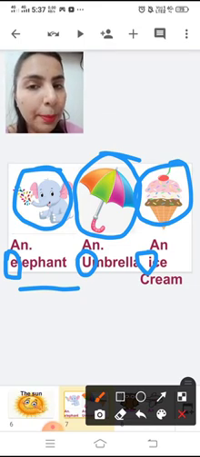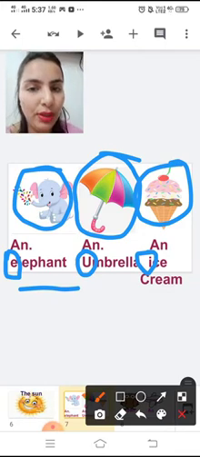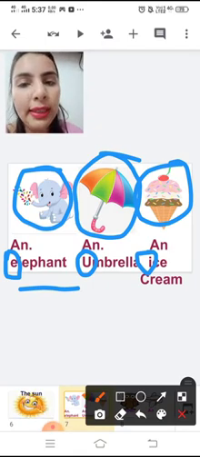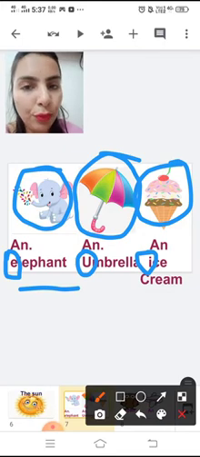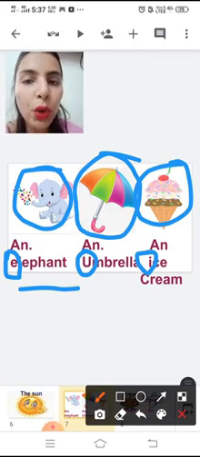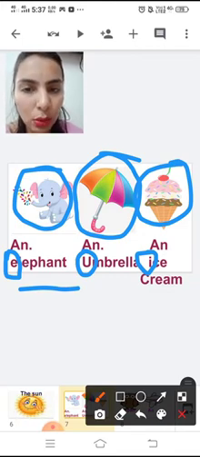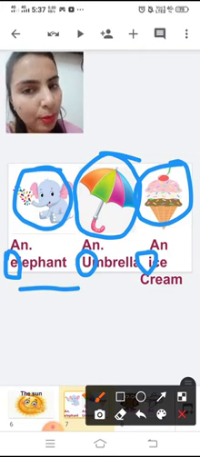These are the magical words. These are the magical words. Why are these the magical words? Because there are some words before which we always use an. Okay, so are these only 3 magical words? E, U, I. Do only E, U, I have the magical words?